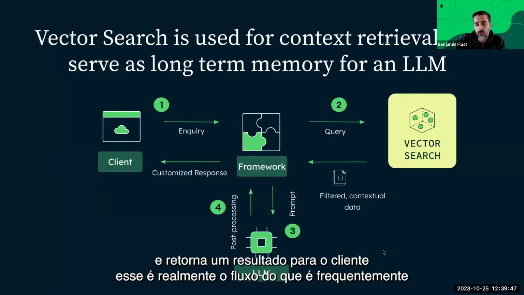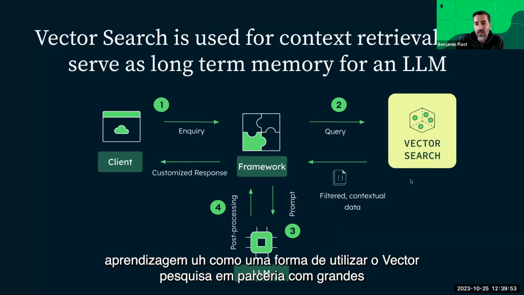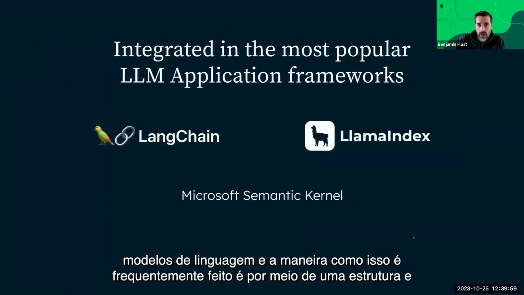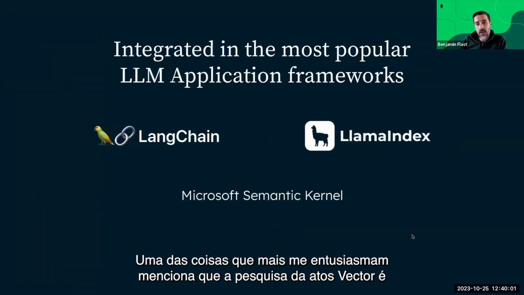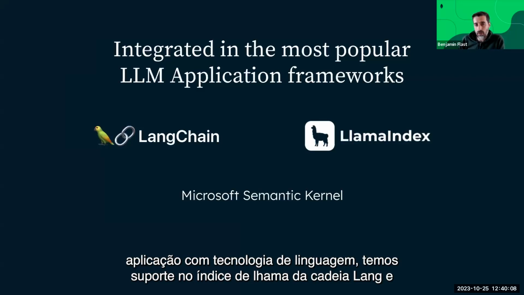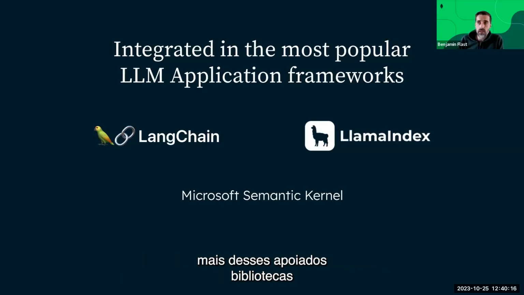This is really the flow of what's often referred to as retrieval augmented generation, but sometimes in-context learning, as a way of utilizing vector search in partnership with large language models. And the way this is often done is through a framework. One of the things I'm really excited to mention is that Atlas Vector Search is integrated in some of the most popular frameworks used for building these large language model powered applications. We have support in LangChain, Llama Index, and Microsoft Semantic Kernel, and we're continuing to invest here to add more of these supported libraries.